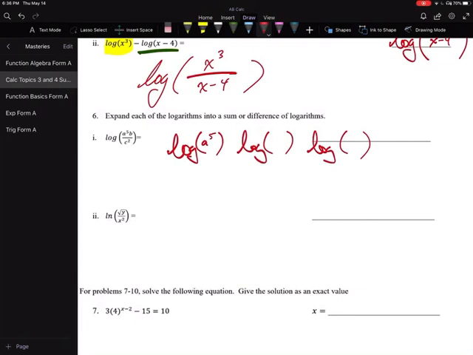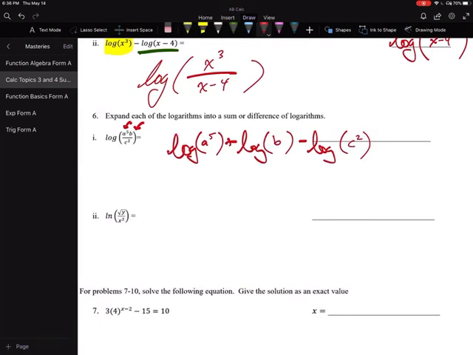In the next log, I'm going to write B. In the last log, I'm going to write C squared. Now, the first log is going to be positive because the A is on top. The next log is also going to be positive because the B is on top. The last log is going to have to be negative because I'm dividing by C squared.